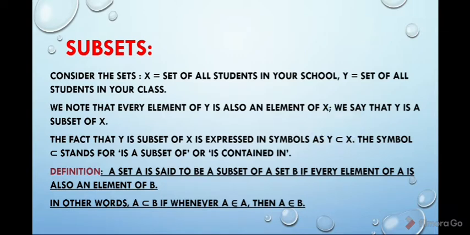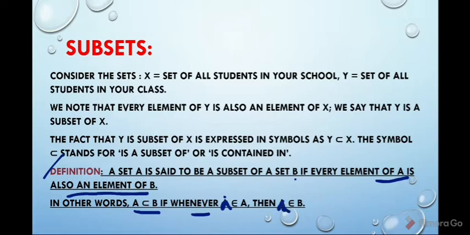Now we will discuss the definition. A set A is said to be a subset of a set B if every element of A is also an element of B. In other words, A ⊂ B if whenever small a belongs to capital A, small a also belongs to capital B.